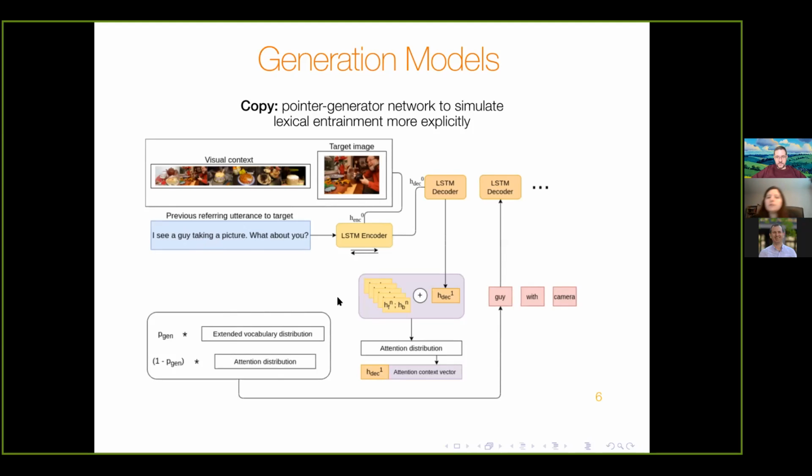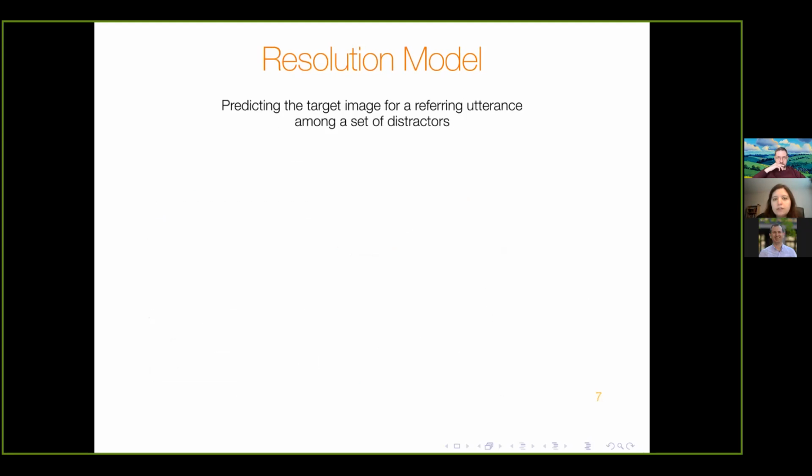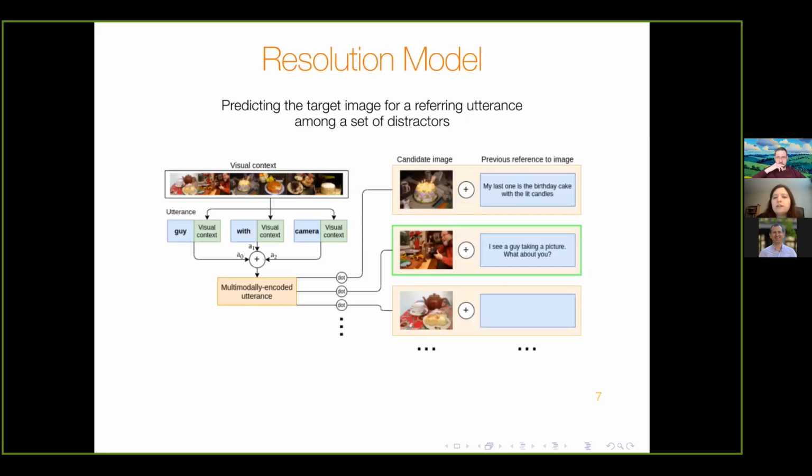And we saw that having this conditioning on the previous utterances makes the generation of the next utterances much better, more human-like. We checked this using BERTScore and BLEU and CIDEr and so on, but we also did something different where we looked at this from a reverse perspective. If we give this generated sentence into a resolution model, will this generated sentence be able to pick out the image? So it's not the generation task, but the resolution task.